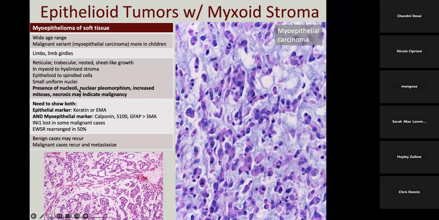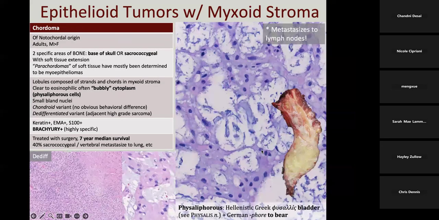Malignancy is defined by cytomorphology rather than infiltration because sometimes they can be circumscribed and still malignant. Chordoma, of course, at the opening and closing of the notochord, base of skull and sacrococcyx, physaliferous or bubbly cells with myxoid background. Here's a nice gelatinous tumor coming off the base of the sacrum. Keratin, EMA, S100, and ding, ding, ding, highly specific being brachyury. They can dedifferentiate into dedifferentiated chordoma as seen on the bottom left.